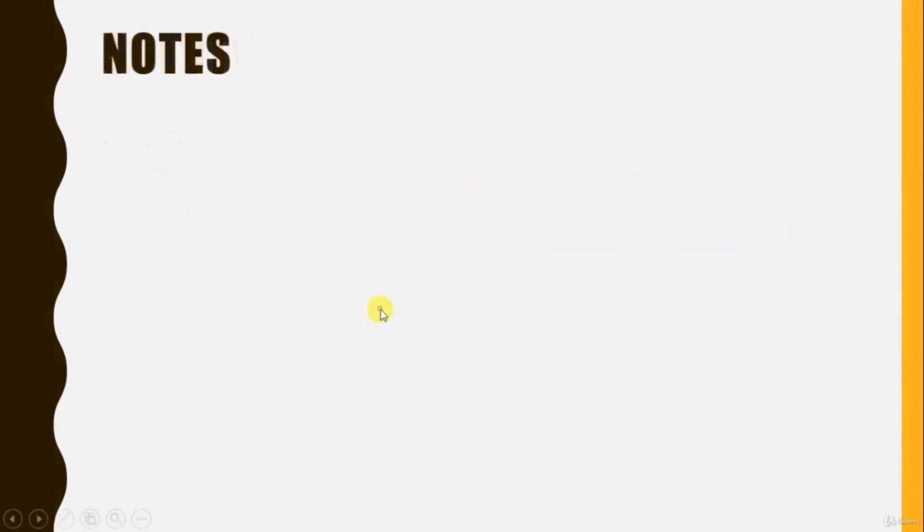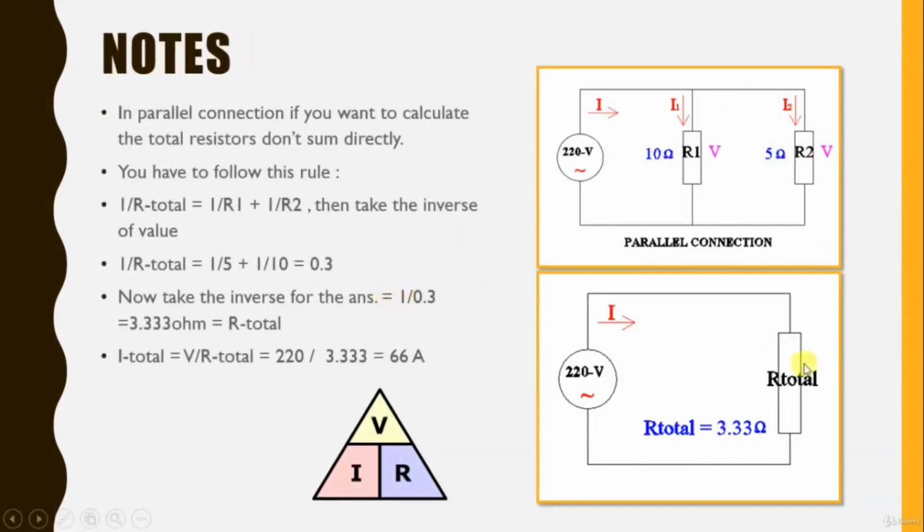Please note that if you want to calculate the total resistance in parallel connection, you have to follow this rule. Number one, you take the inverse. 1 over R total is equal to 1 over R1 plus 1 over R2. The answer is 0.3. Now take the inverse of this result. So R total will become 1 over 0.3. The answer is 3.33 ohm. Now you can calculate the total current, which is I total equal to V over R total. The answer is 66 ampere, approximately the same as the previous one.